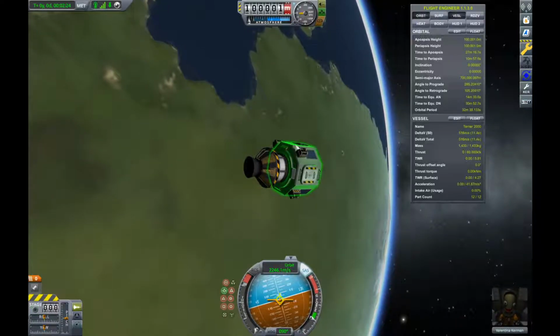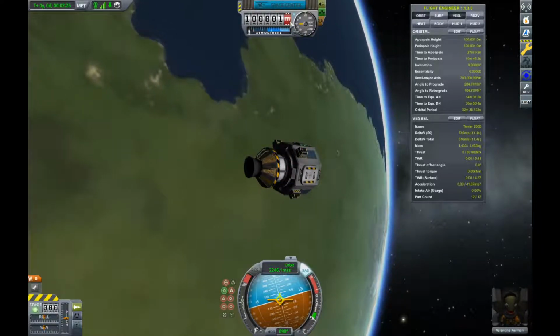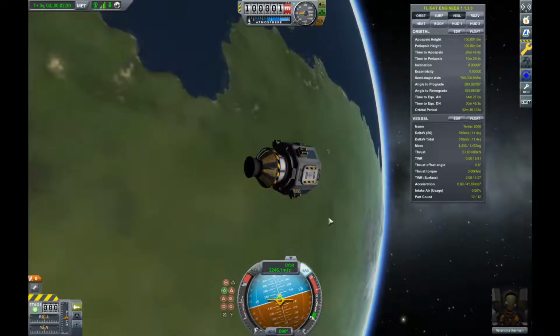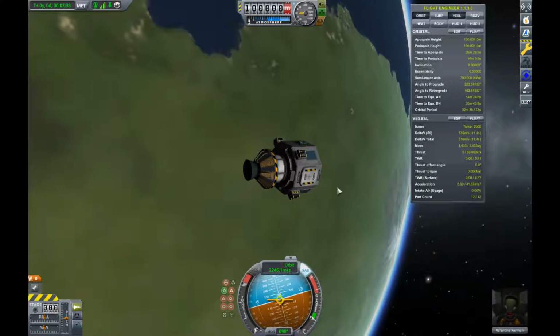That's the speed that's necessary to maintain this orbit right here, 100 kilometers. So that's the speed that we're traveling at.